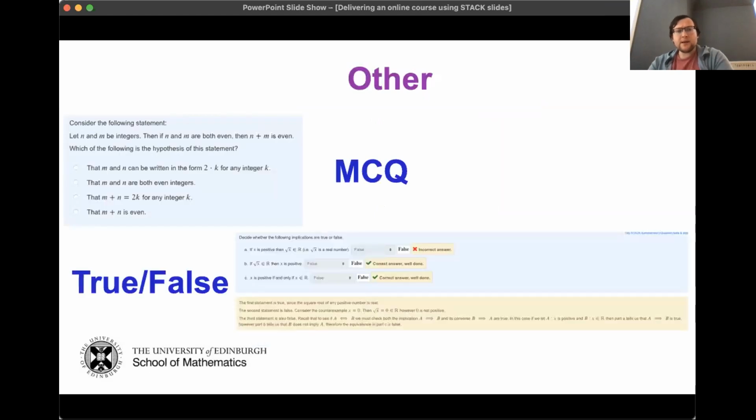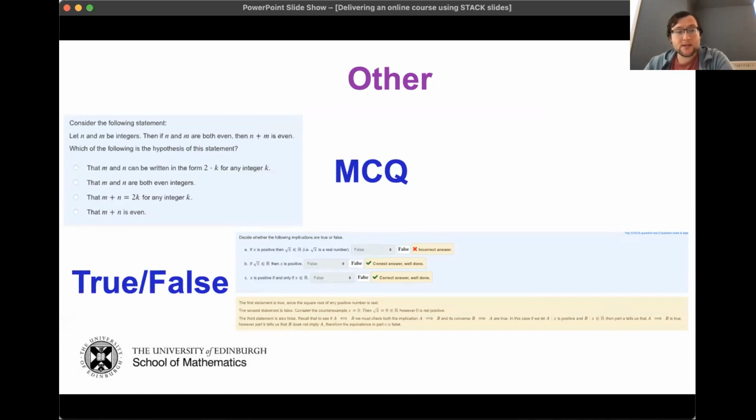What else did we do? Well, I mentioned that we also had multiple choice questions, and true or false questions as well. These were primarily used in week 3 of the materials, which was the week on mathematical logic, where these ended up being a natural fit.